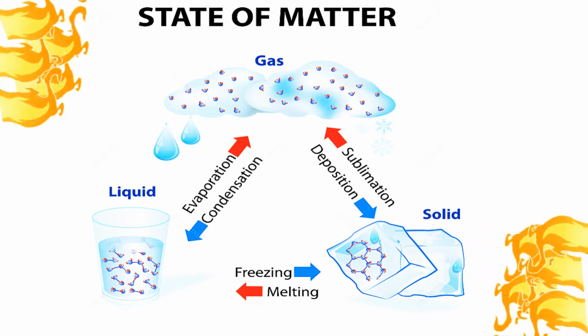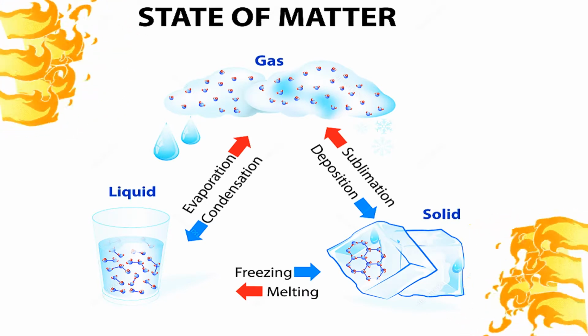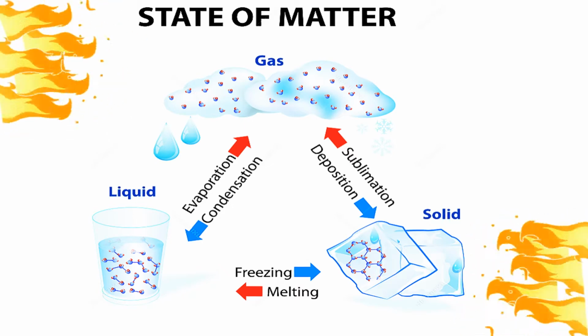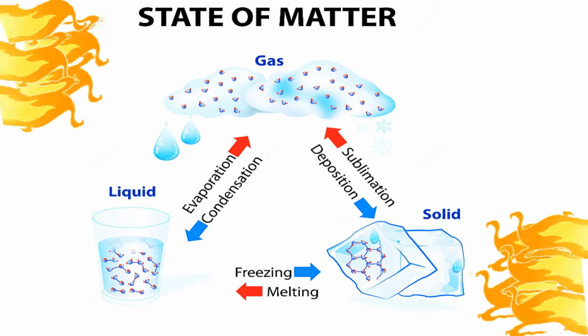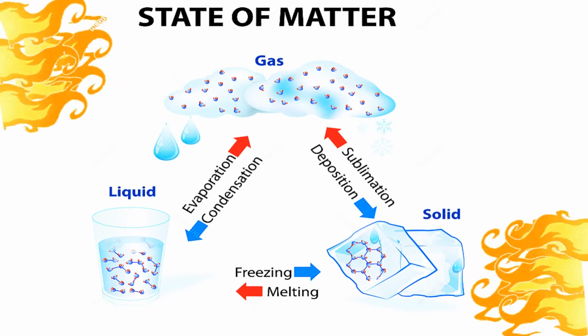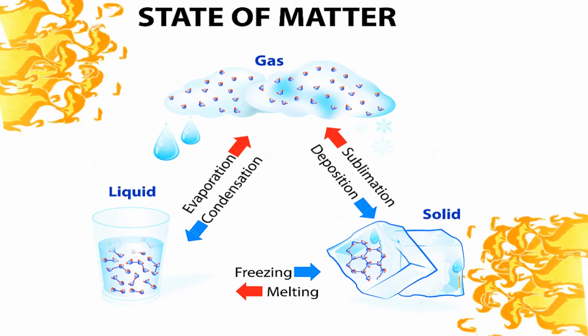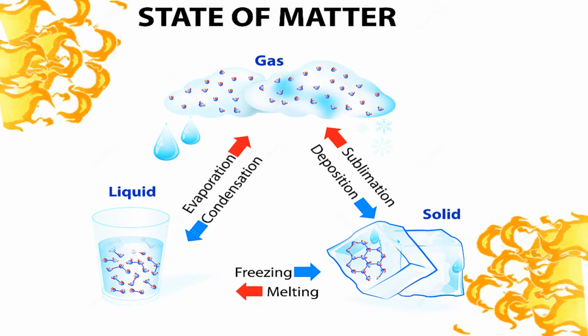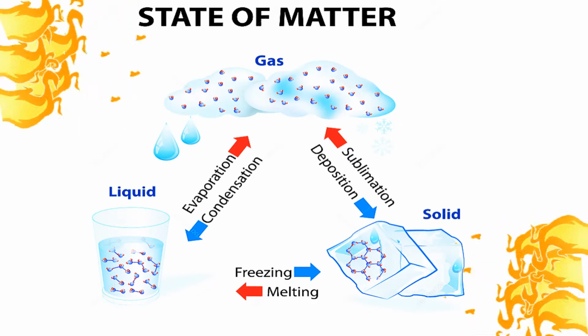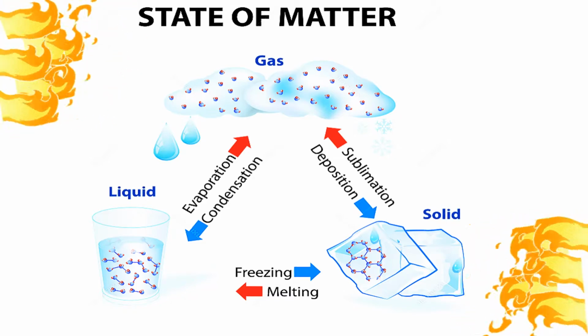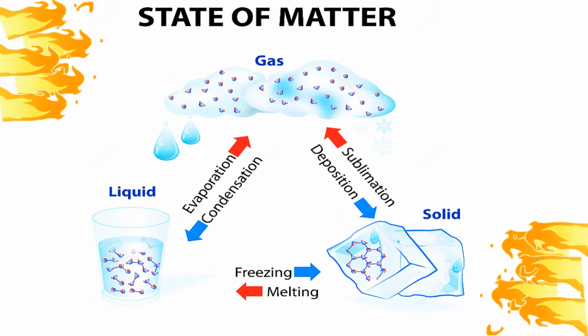Okay, solid to liquid, liquid to gas, it is because of heating. If we cool down the gas, it will become liquid, and if we cool the liquid further, it will become solid in the form of an ice cube. Okay, so this is how the state of matter keeps on changing from one form to the other. So you have to keep this in mind while studying the next part of the chapter.